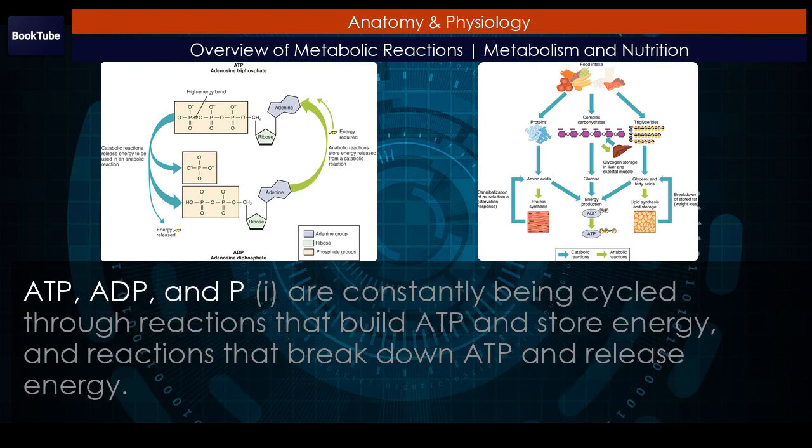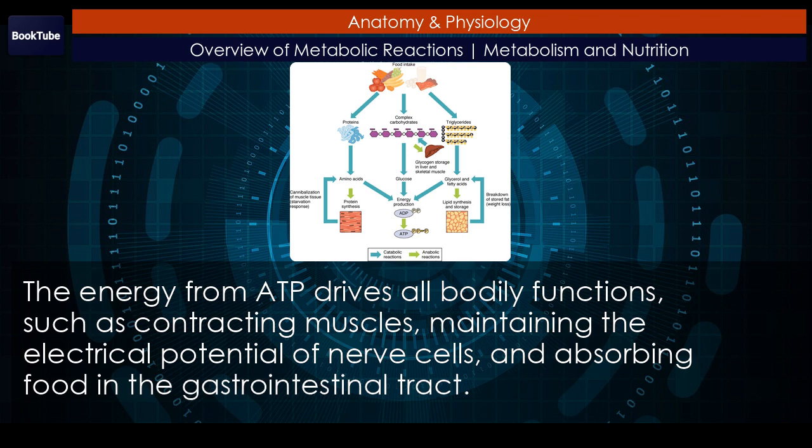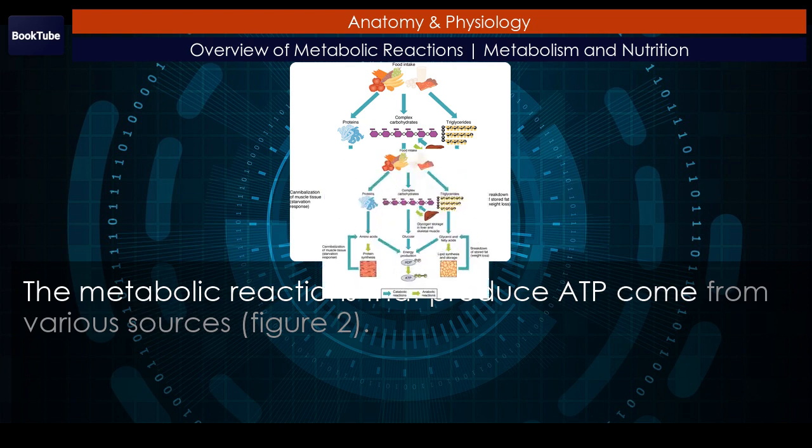ATP, ADP, and Pi are constantly being cycled through reactions that build ATP and store energy, and reactions that break down ATP and release energy. The energy from ATP drives all bodily functions, such as contracting muscles, maintaining the electrical potential of nerve cells, and absorbing food in the gastrointestinal tract. The metabolic reactions that produce ATP come from various sources.